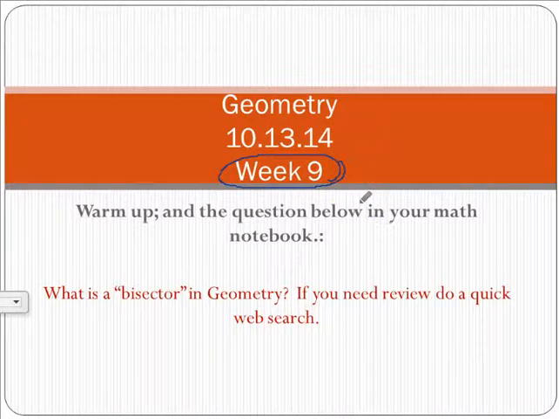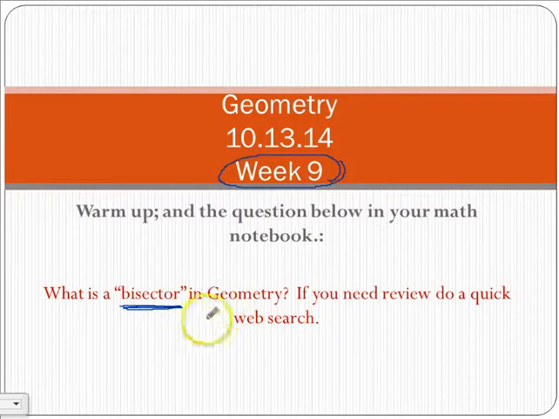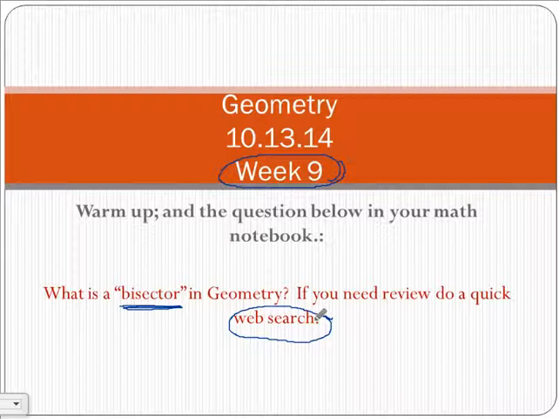I do want to start with a warm-up this week that's more reviewing a vocab word that we've talked about in the past. And that is, what is a bisector in geometry? So I want you to take a moment to write down in your notebook what bisector means in geometry. And if you need to do a quick review, you can do a quick web search. So just a reminder of how much information is available at your fingertips.